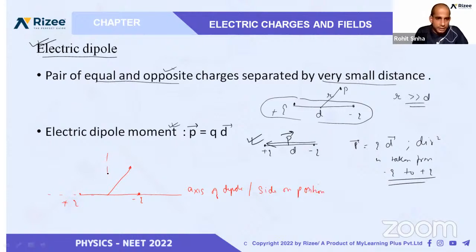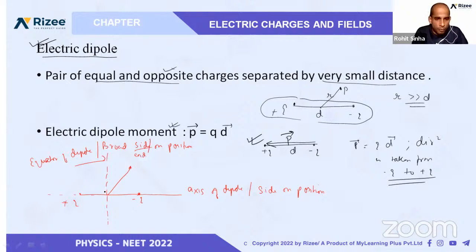Okay. And the perpendicular to the midpoint is called the equator of dipole. These terms are used in questions sometimes. So remember, equator of dipole is also called the broad side-on position. Broad side-on or broad in-on position, both words can be used here.